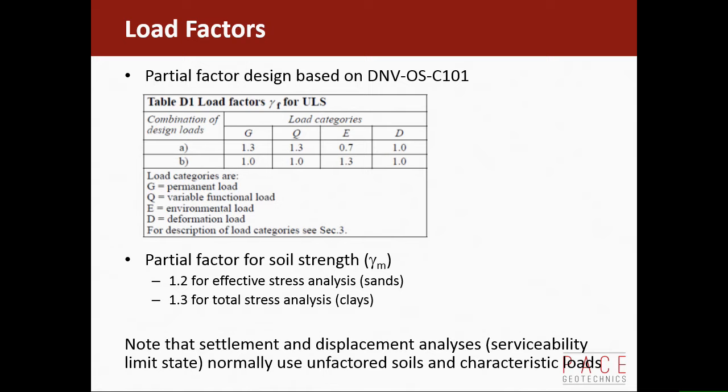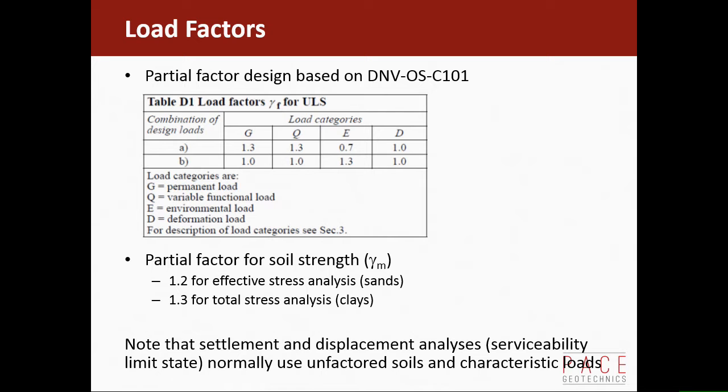It is slowly being supplanted by ISO 19901, but fairly slowly. And if I'm honest, the factors of safety are about the same. Then there's not a big difference in them. So G is your permanent load or dead load. Q is your live load. Usually the live load is often relatively small, and E is your environmental load. So if you factor up your dead loads, you don't have to assume the worst case environmental loading.